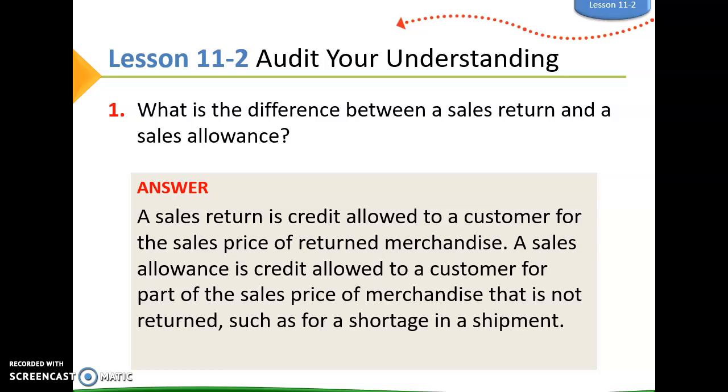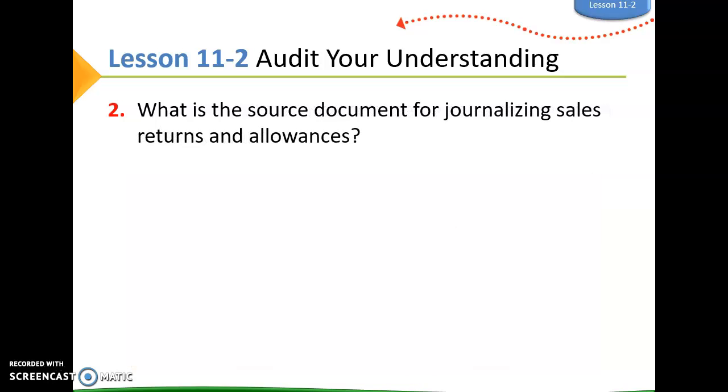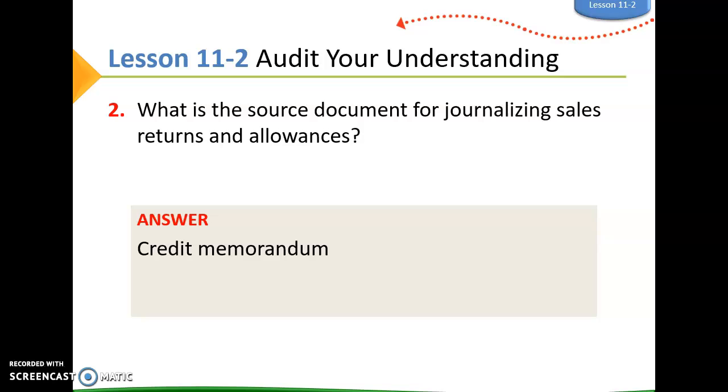And like I mentioned earlier in the chapter, the sales return can look like multiple things. It could be just cash or money put back on the card of choice it was paid for, or it could be merchandise credit to use at a later time. What is a source document for journalizing sales returns and allowances? Okay, what did we talk about? Credit memorandum.